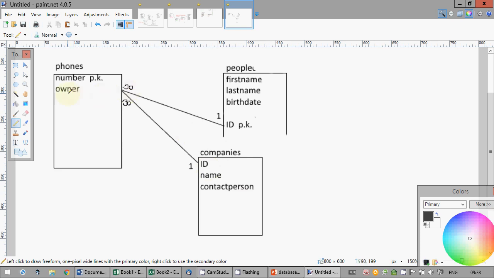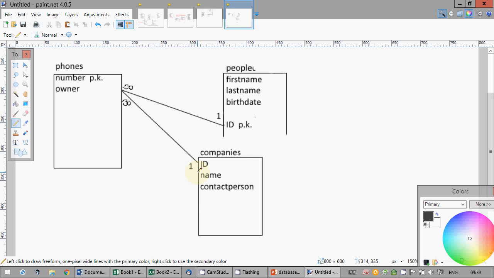If your telephone is ringing, the computer doesn't know whether to look for the owner in the table people or in the table companies. Because when the computer is here, it doesn't know whether to go in this direction or this direction. And most of the database programs will not let you do something like this. So this is elegant, but doesn't work at all.